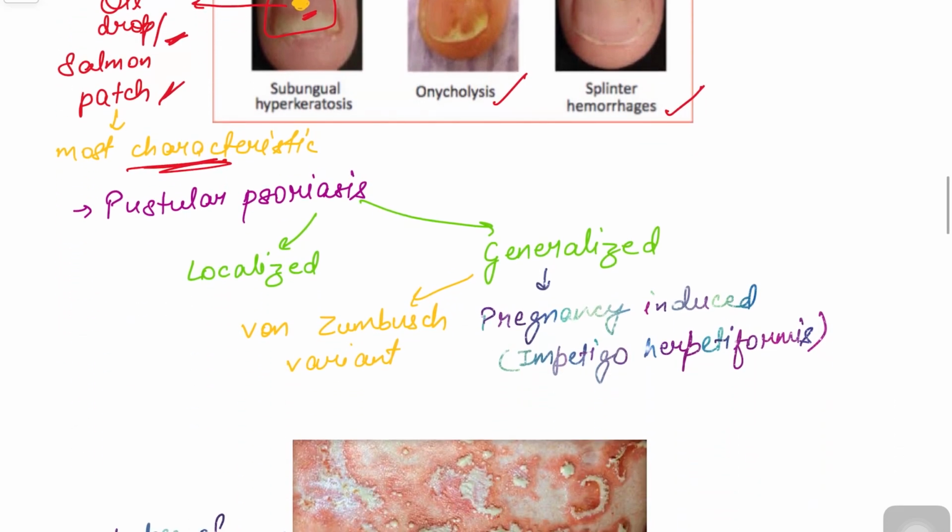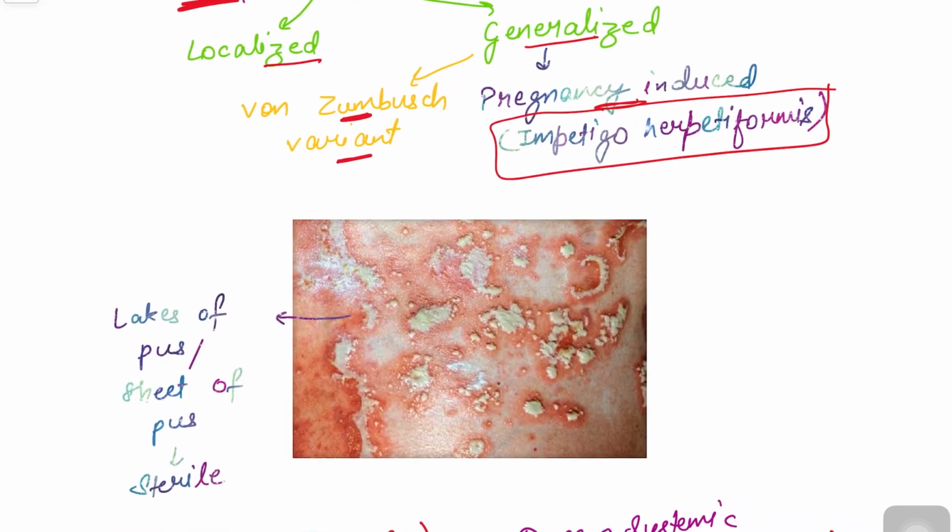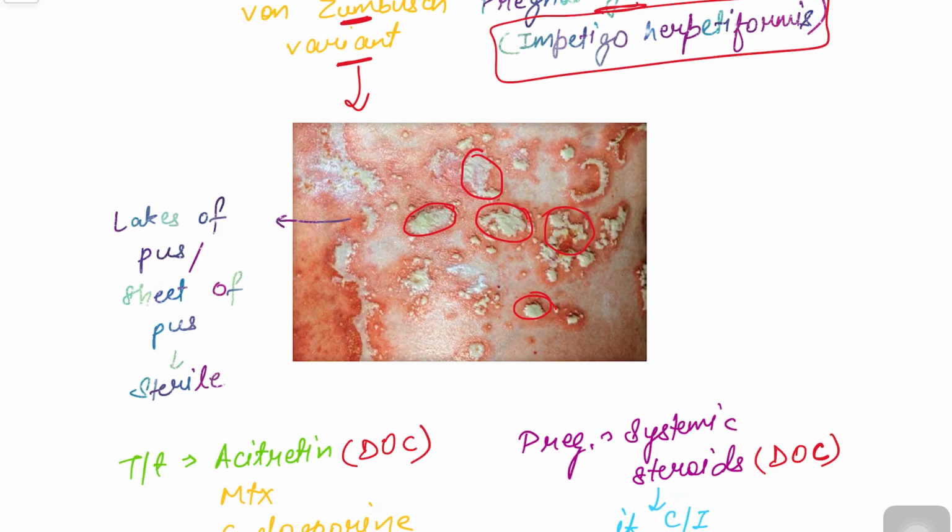Then coming on to the next type, which is pustular psoriasis. Just remember that it can be of two types, localized and generalized. The generalized variant is again divided into three types. First is the von Zumbusch variant, next is the pregnancy induced, which is known as impetigo herpetiformis. So just remember this picture. As you can see, lakes of pus or multiple sheets of pus are seen in the von Zumbusch variant, and the pustules that are present here are characteristically sterile.